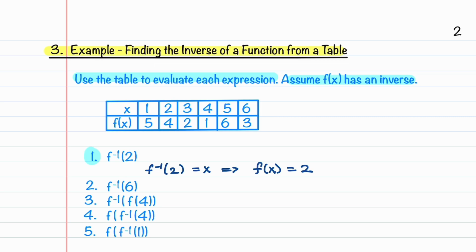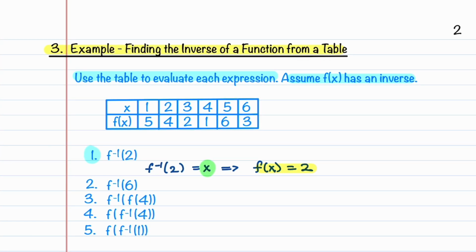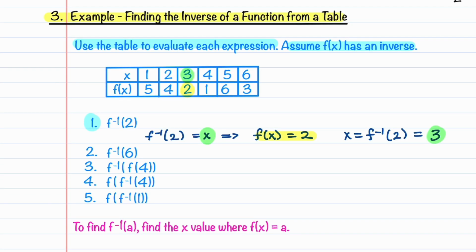So what we want to do is look up at our table and find the value of x where f of x is equal to 2. So let's go up to our table and look at f of x and highlight 2. And the x value associated with this is 3 because f of 3 is equal to 2. So this tells us that x, which is f inverse of 2, is equal to 3. And that's our answer. I've written down here in pink what we just talked about.